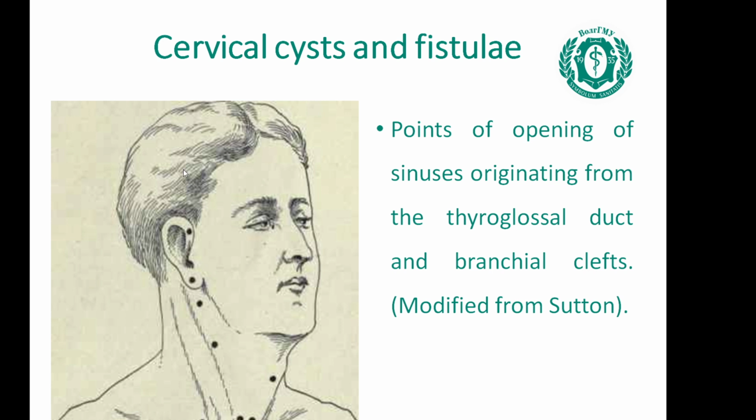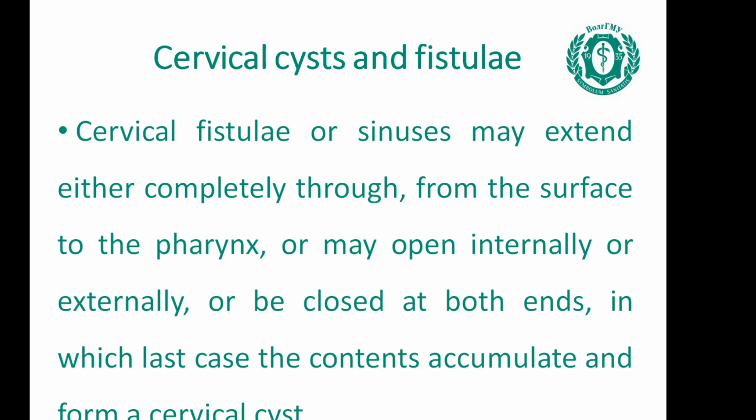Points of opening of sinuses originating from the thyroglossal duct and branchial clefts. You can see on this picture. Cervical fistulas or sinuses may extend completely through from the surface to the pharynx, or may open internally or externally, or be closed at both ends, in which last case the contents accumulate and form a cervical cyst.